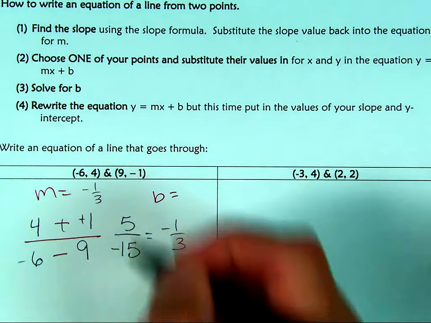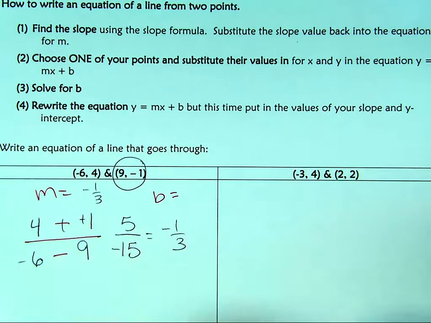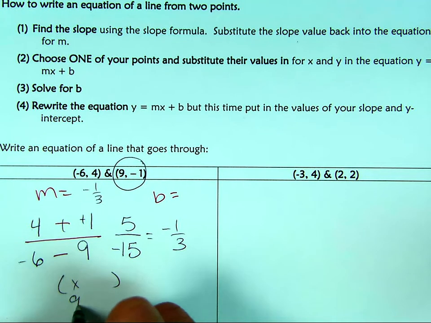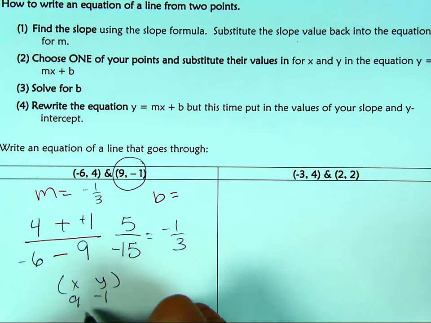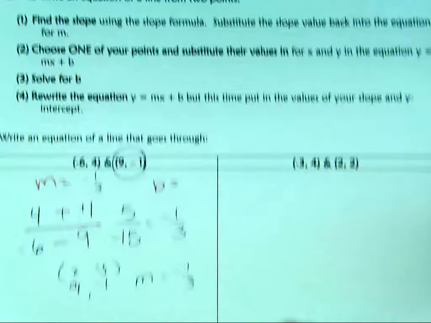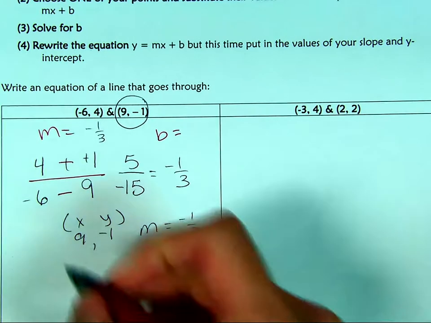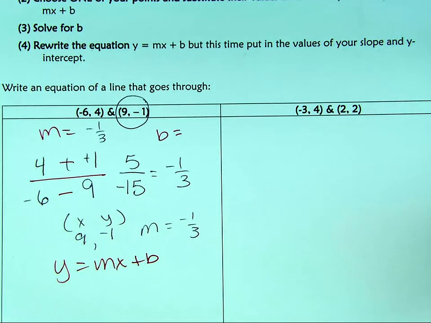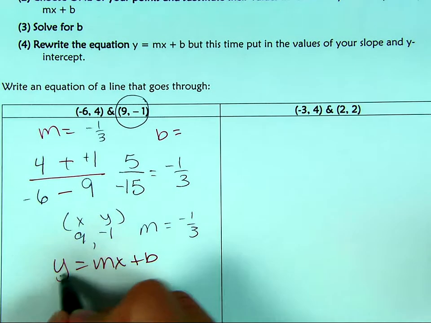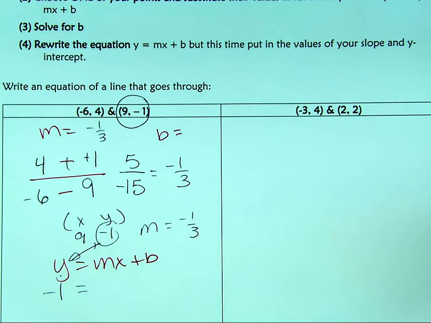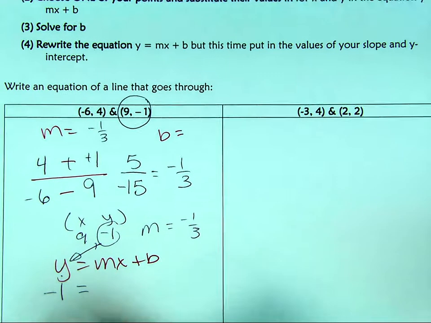So this is what I do. I choose one of the points. Let me choose this one: the one that has an x of 9 and a y of -1. And I already know my slope is -1/3. I'm going to take my y equals mx plus b, my slope-intercept form, and plug in what I know. I know that y is -1, so I'm going to substitute it. It's called substitution. Take the y out, put the -1 in.